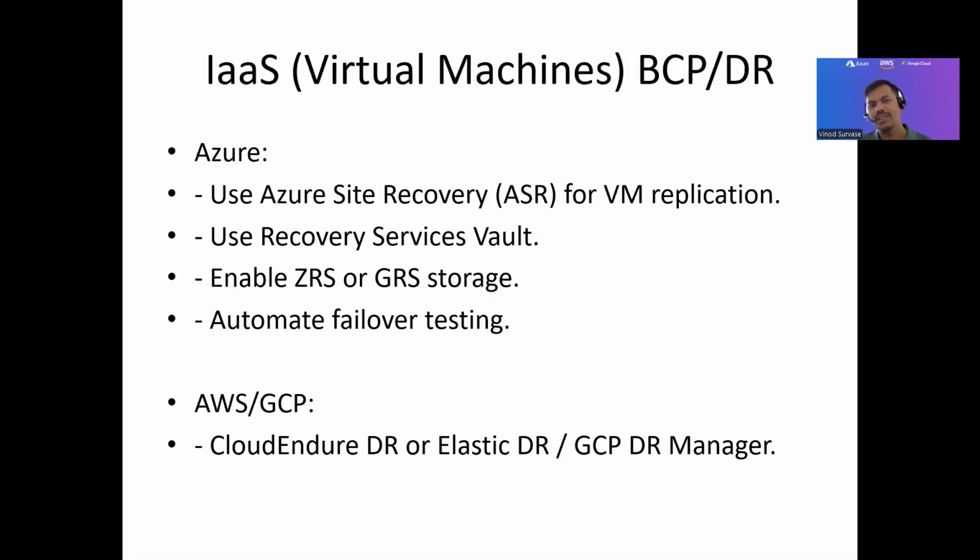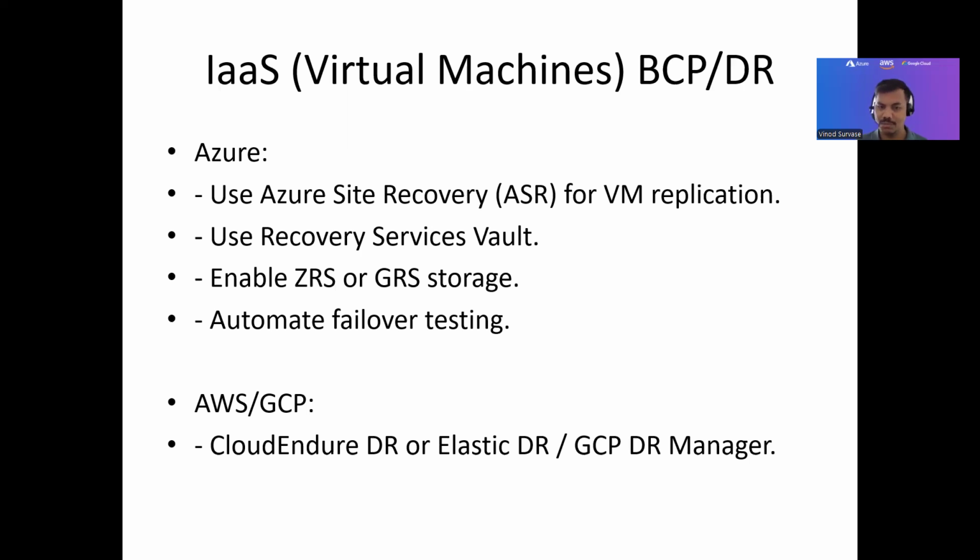Now the same BCPDR applies to infrastructure as a service. And we can see Azure, AWS, and GCP. I have put some of the key areas where we can bring it on, right? So in Azure, you can see Azure Site Recovery for VM replication, use Recovery Services vaults for restoration, enabling ZRS or GRS for storage, and automate failover testing, right? So those are a few of the areas that we can bring on.